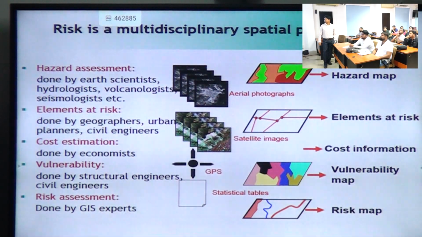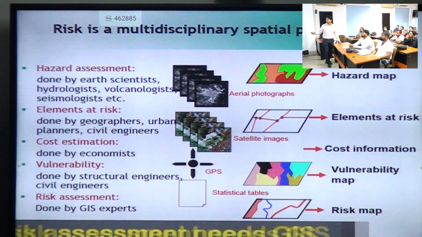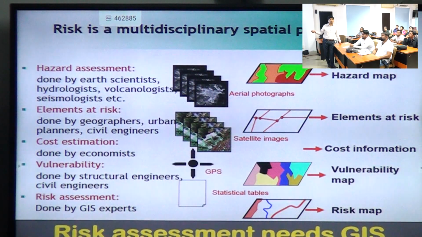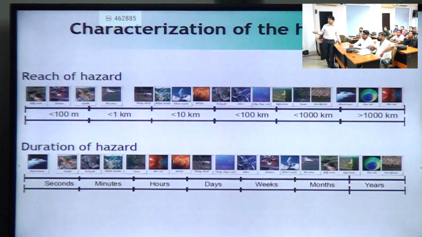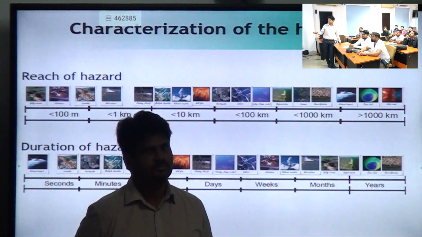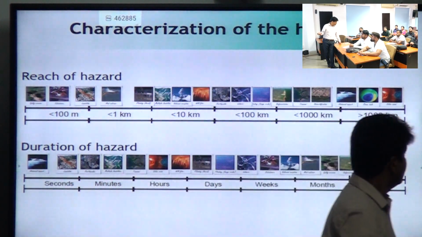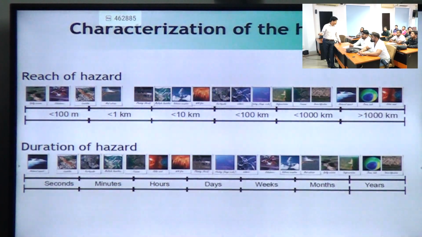So now we know risk is a multidisciplinary approach. And if you look at it, you will be surprised. Hazard assessments are normally done by earth scientists, hydrologists, volcanologists, seismologists, depending on the type of hazard they are dealing with. Element at risk is done by geographers, urban planners, civil engineers, and so on. Cost estimation always should be done by economists. Vulnerability is done by structural engineers, civil engineers: the type of building, strength of the building, and so on.